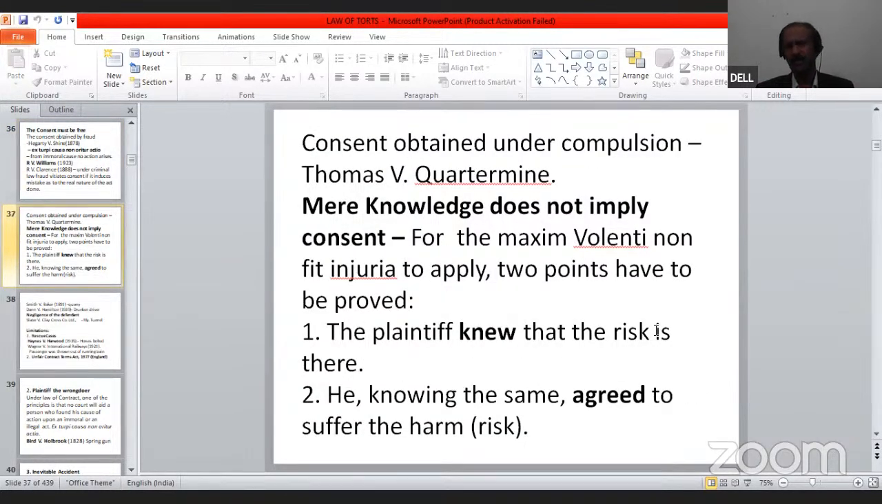Thomas's contra mine theory, again I'm repeating, because here in the Indian Contract Act, when the consent is said to be free, the question comes, we take five elements.